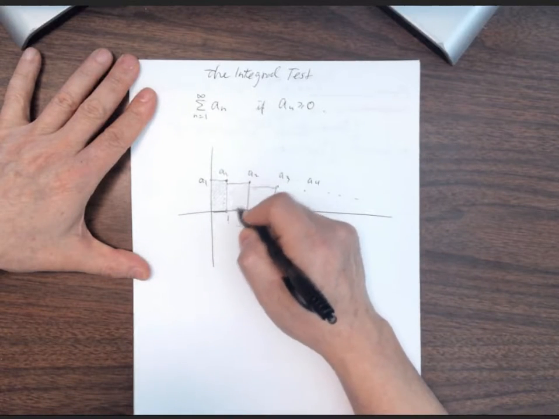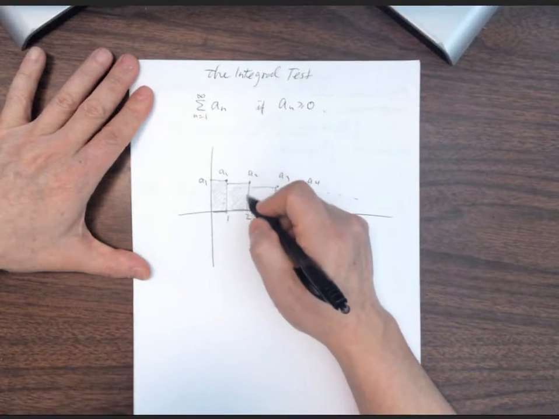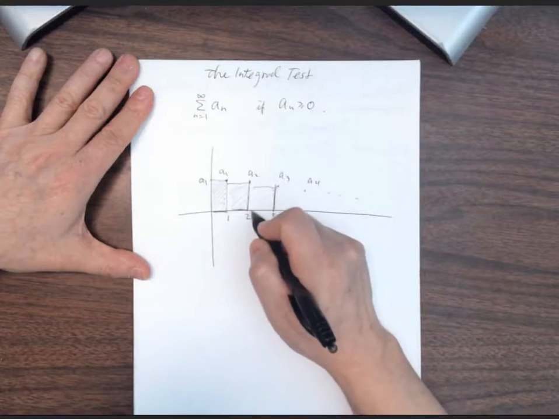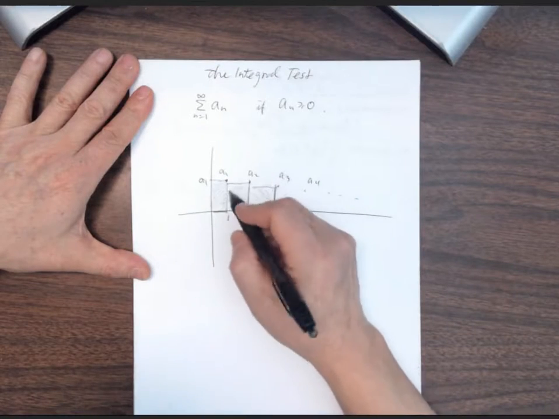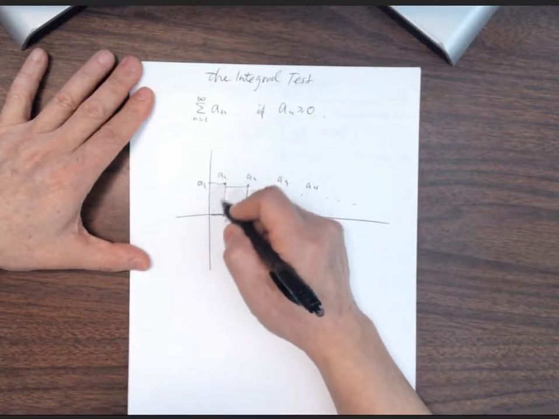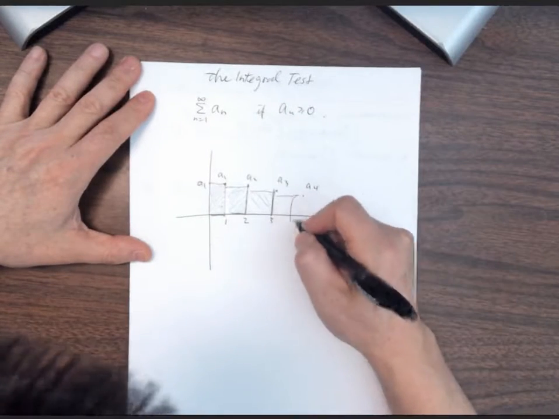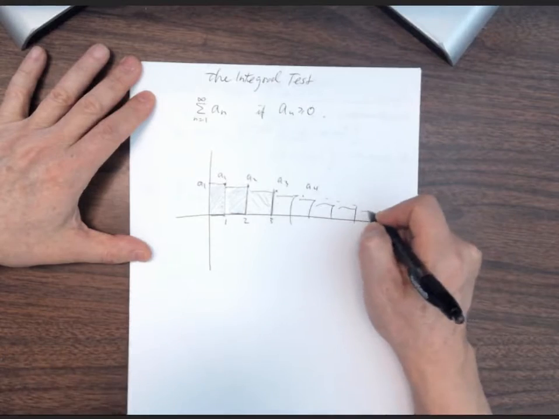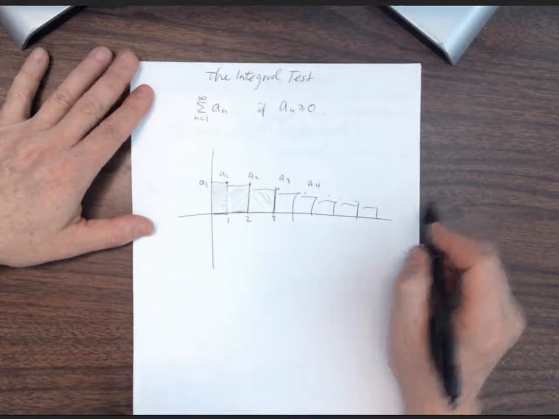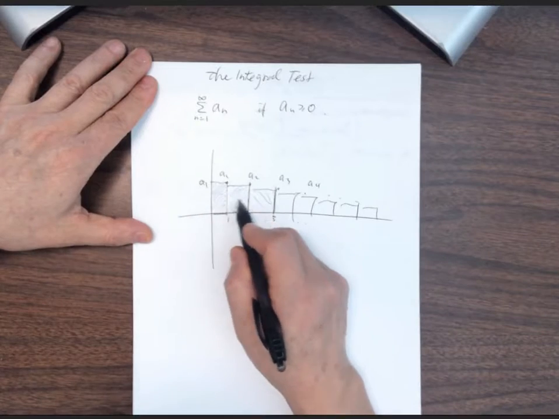Similarly here too, this would be the second rectangle with the area A2, because it's height A2 times width 1, height A3 times width 1. So numerically, A1 represents the area here, A2 represents the area here. This way, the value of the infinite series actually is the same as the sum of areas of all those rectangles.